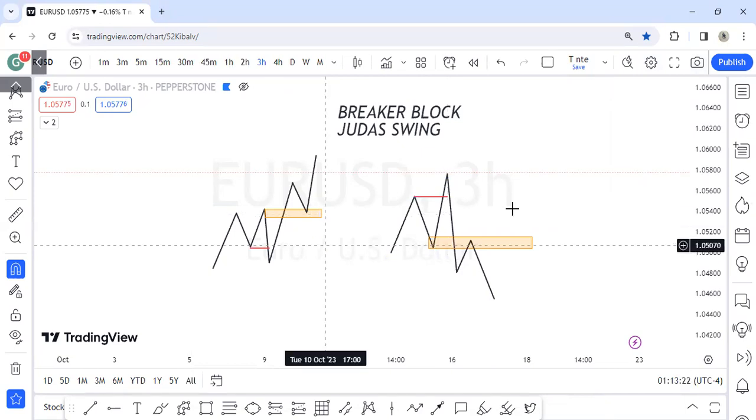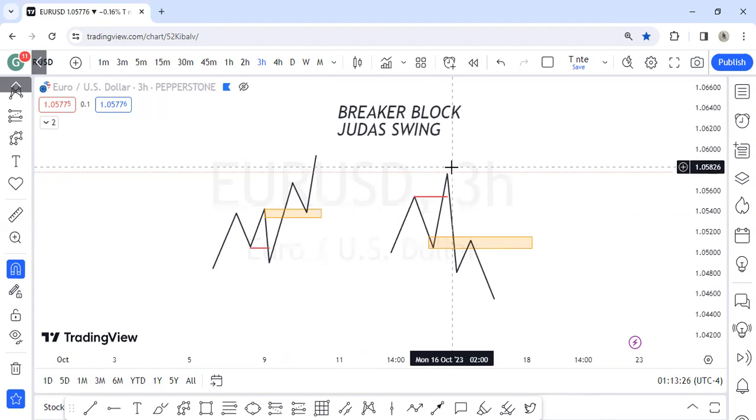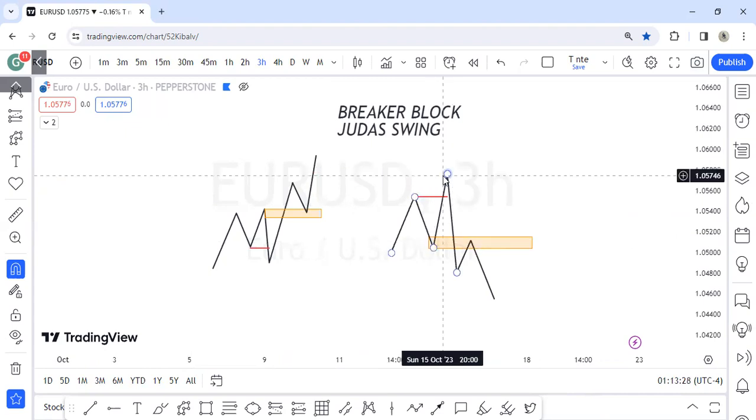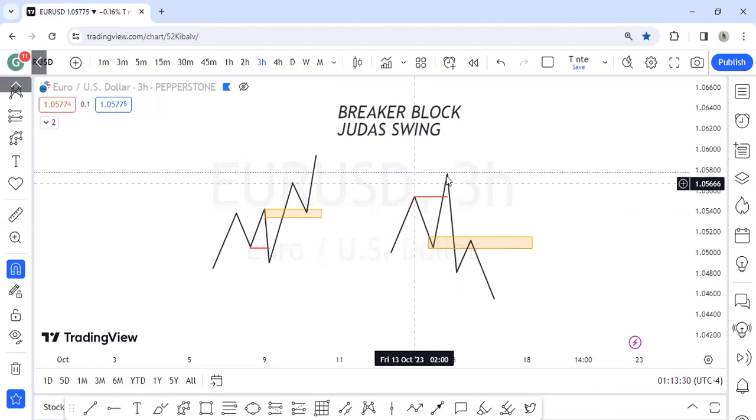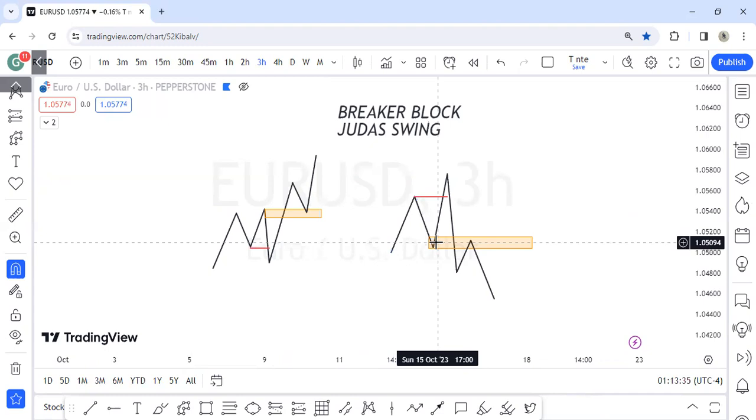As the market did this, the market is running above this high. What it did is take out early sellers, people that were trying to sell here, taking them out, and then finally coming back to sell properly. So this is what we refer to as a breaker block, right?